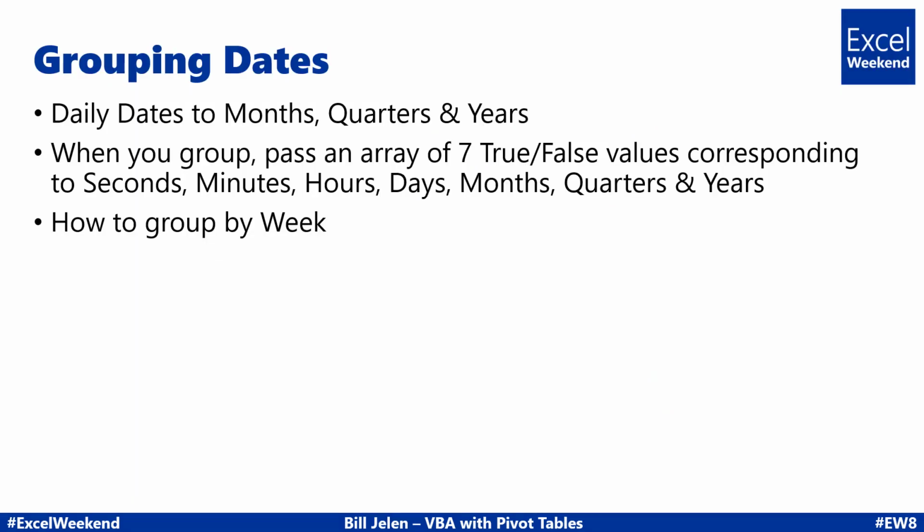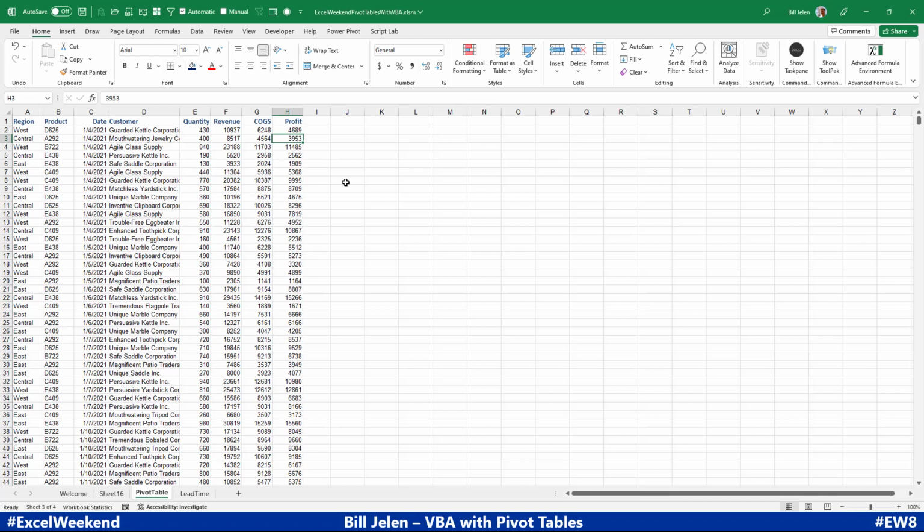The other thing I'm doing all the time is grouping dates, taking those daily dates up to months, quarters, and years. It's kind of tricky. It's 7 true-false values. You have to remember seconds, minutes, hours, days, months, quarters, and years. And as a bonus here, how to group by week, which isn't even in the dialog box. Here we go. All right, our next topic is grouping these daily dates up to months, quarters, and years.